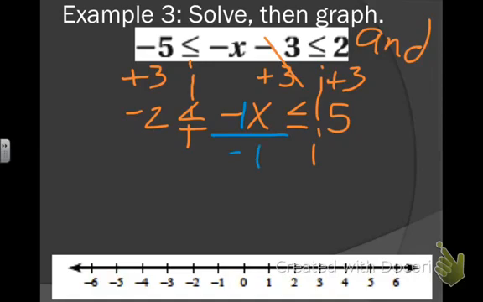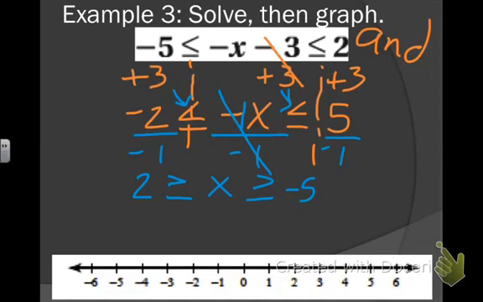So to get x by itself, I'm going to divide by negative 1, making sure I do that on all sides. Negative 2 divided by negative 1 is a positive 2, but notice I divided by a negative, so I have to flip my sign. That becomes greater than or equal to x. And now 5 divided by negative 1, that's negative 5. But again, I divided by a negative, so I have to flip my sign. Now, that we can still interpret, but it looks a little different than we're used to.